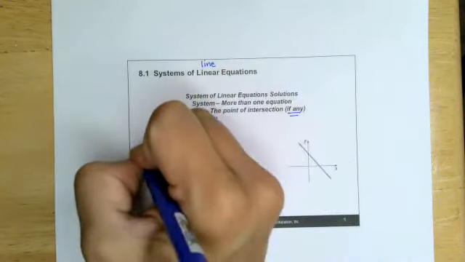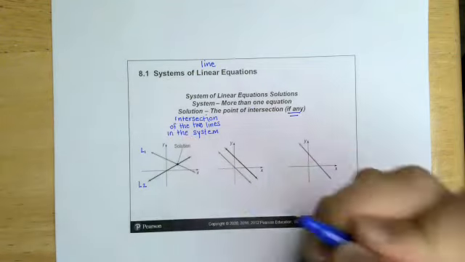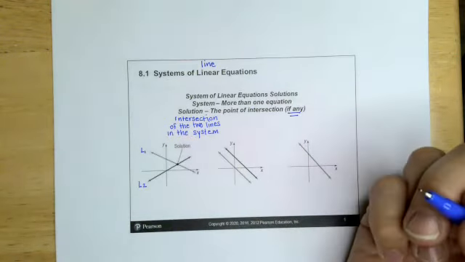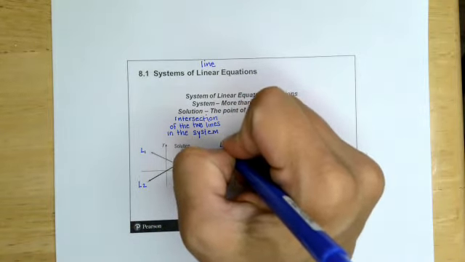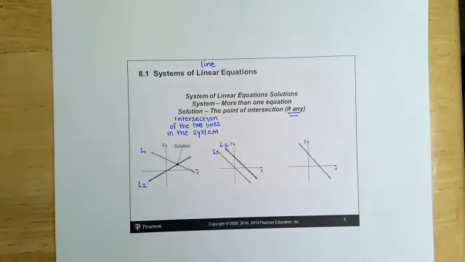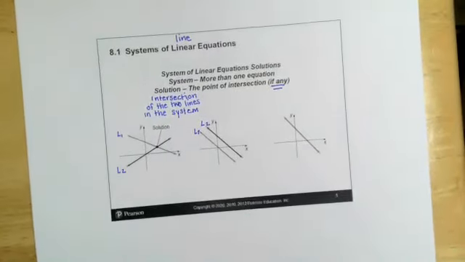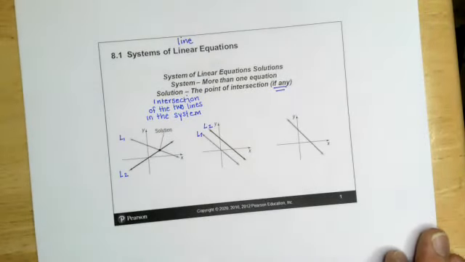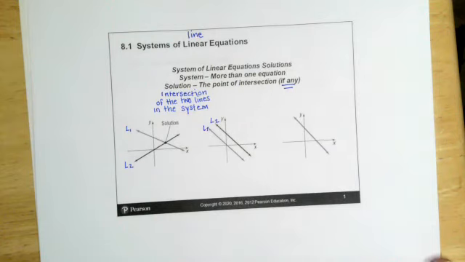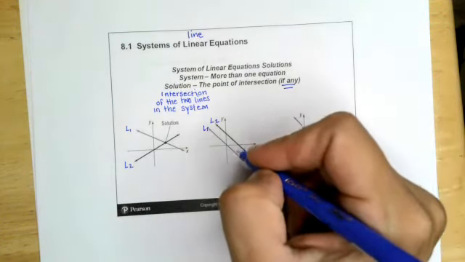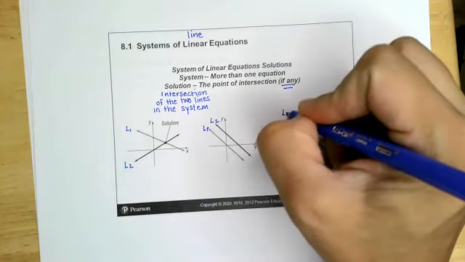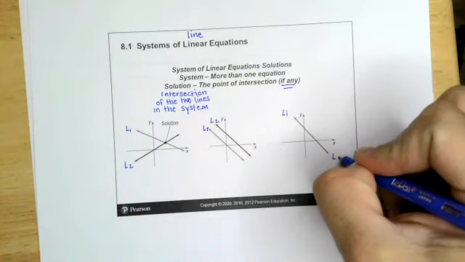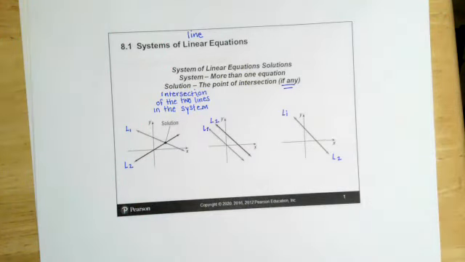And I'm just going to call them L1 and L2, okay? So in all our examples, we have L1 and L2. In the first example, they cross. In the second example, they do not cross. And then in this third example, they're actually on top of each other.